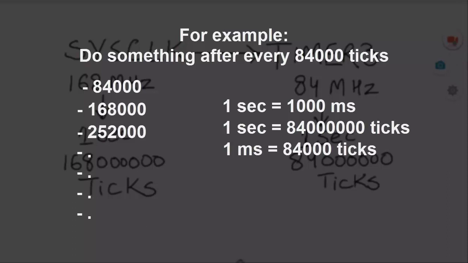But there are a few other things which you also need to understand to make the timers work. Like here I said on every 84,000 ticks do something. But the problem is the timer doesn't count ticks greater than 65535. So it will happen like this. We have 0 count here and 65535 count here.